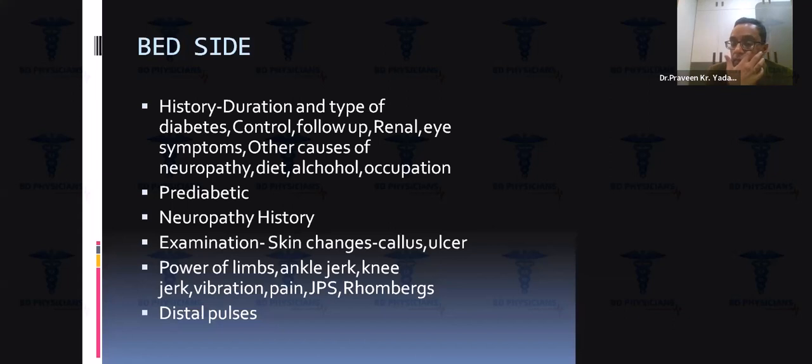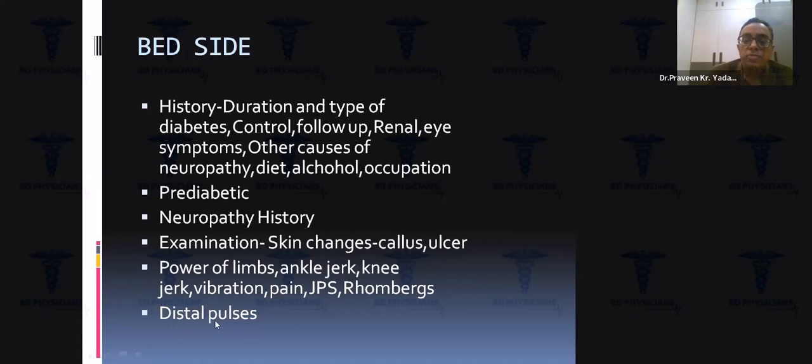You examine the pain, vibration, joint position sense, and the Romberg. And then see whether it's a small fiber or large fiber, whether it's axonal or demyelinating, whether it's symmetric or asymmetric, whether the cranial nerves are involved or not, whether it's a proximal neuropathy or a distal neuropathy, whether there is autonomic involvement or not, and whether there is exposure to drugs, toxins, or any other systemic illness or not. So everything you examine, and then do the nerve conduction study and the parameters, and then the entire checklist of 13 points is complete.